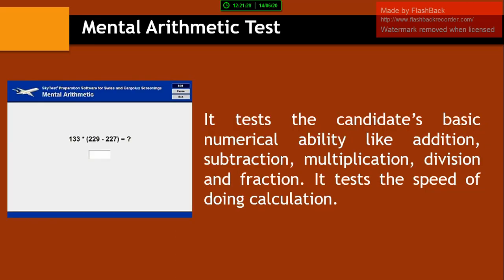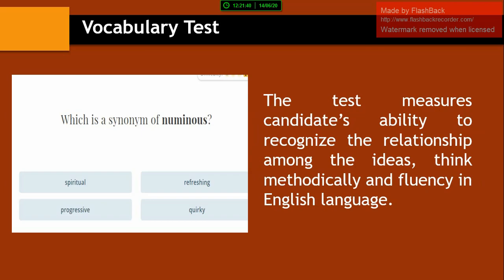Mental arithmetic test. We have four arithmetic operations: addition, subtraction, multiplication, division. This is a basic numeric ability. It tests the speed of doing calculation. So through this test, we can measure the candidate's basic numeric ability.